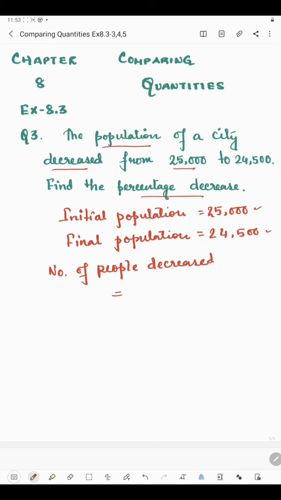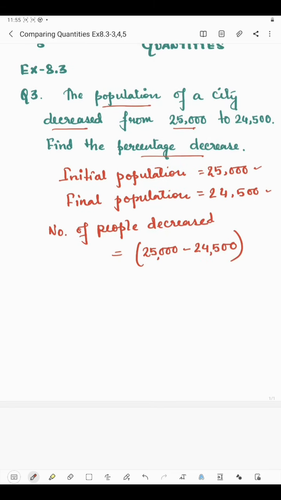So how many people decreased? 25,000 minus 24,500, because there is a reduction in population. So 25,000 minus 24,500. It's 0, 0, 10 minus 5 is 5, and 4. So it's 500. Now we have to find the percentage decrease.